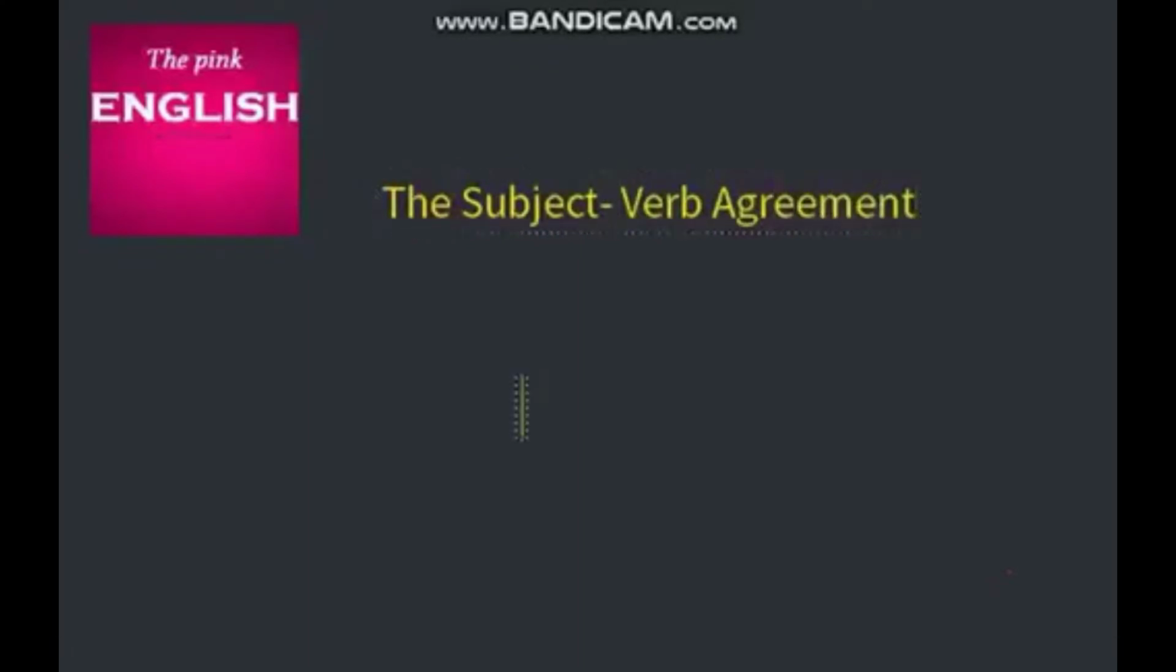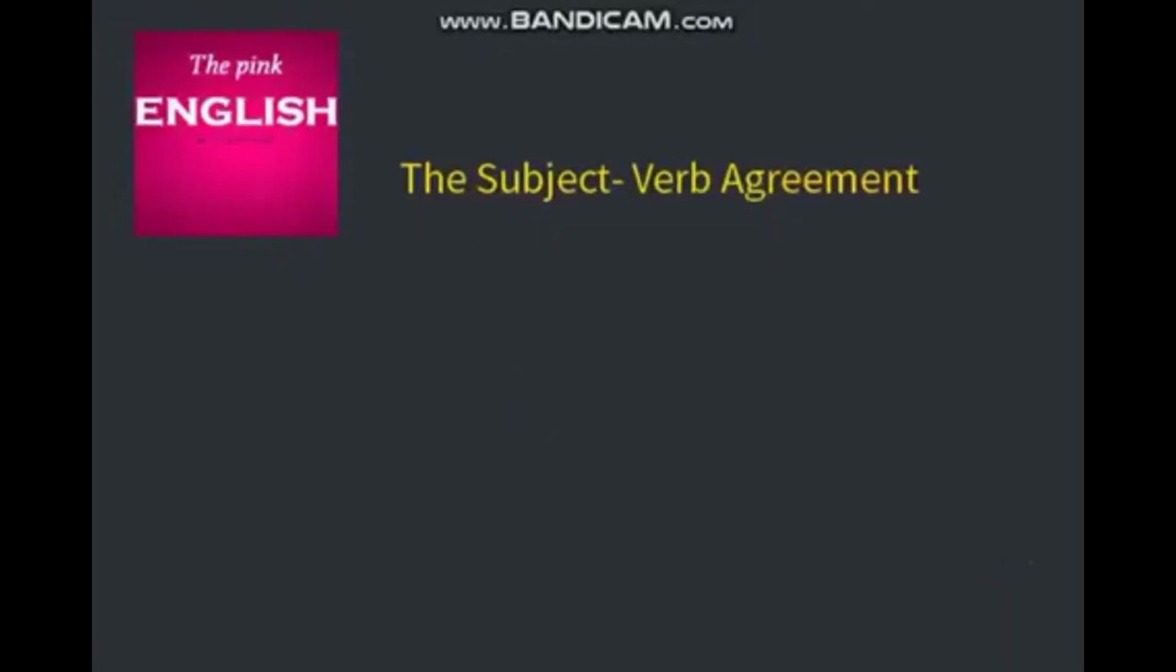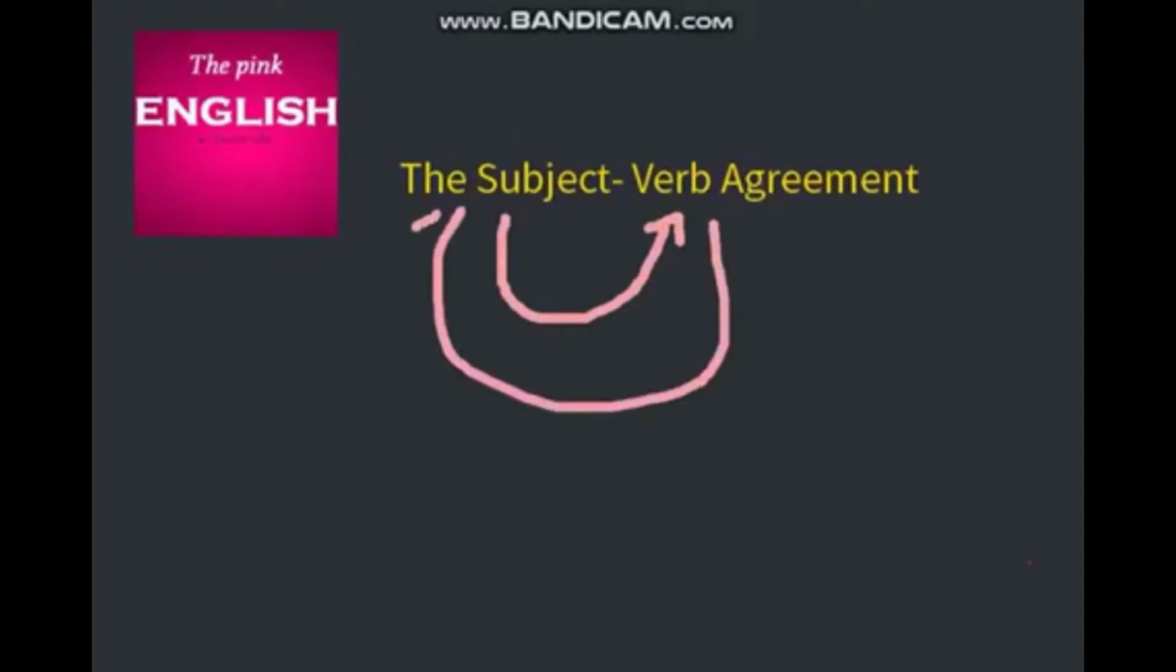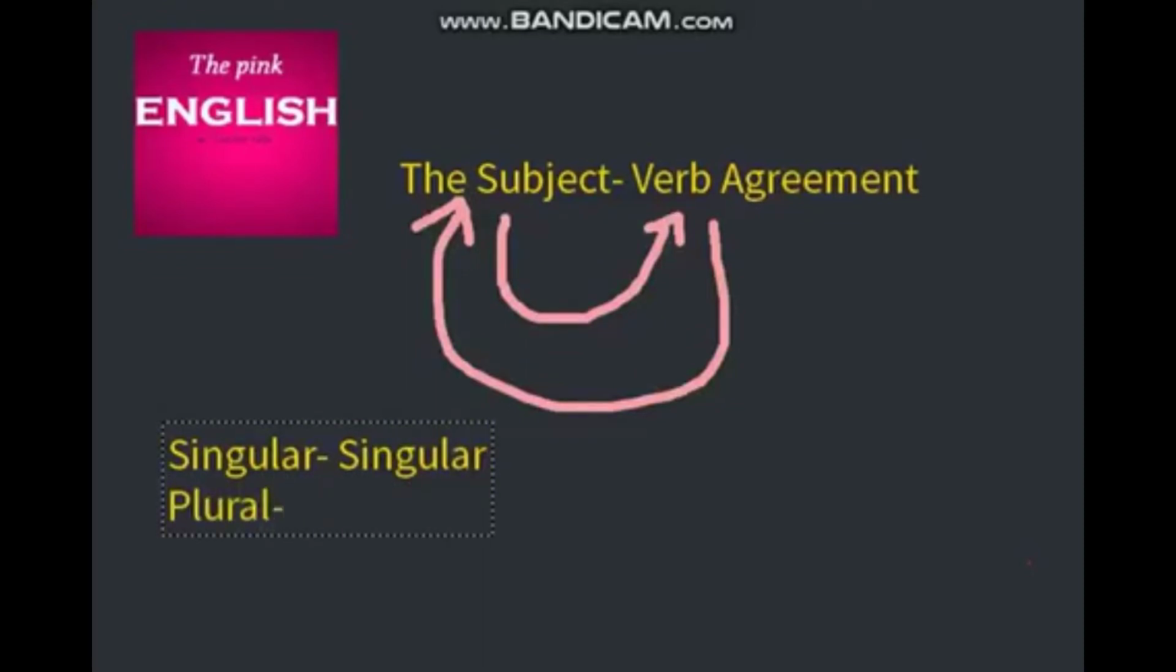We're here to learn about subject and verb agreement. Sounds interesting, right? So what is subject-verb agreement? We just have to make the subject agree with the verb and the verb agree with the subject. Say, if the subject is singular, then the verb must also be singular. If the subject is plural, then the verb must also be plural. Simple.